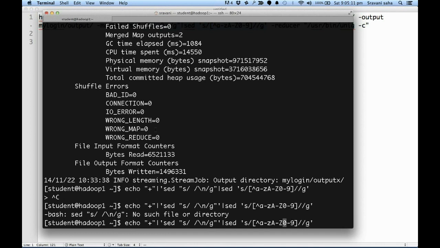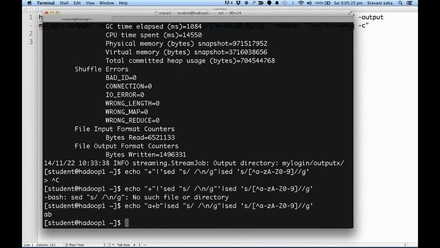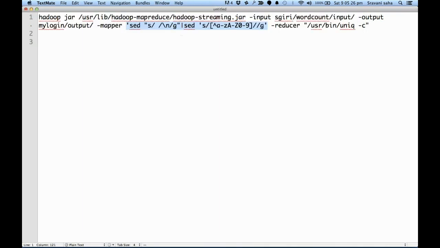Okay, so instead of that, let's do something else. Let's say that anything which is not alphabetic, let's first replace it with space, and here we say, okay, like this. Now what does it do? Anybody? What does this command do? Anybody?